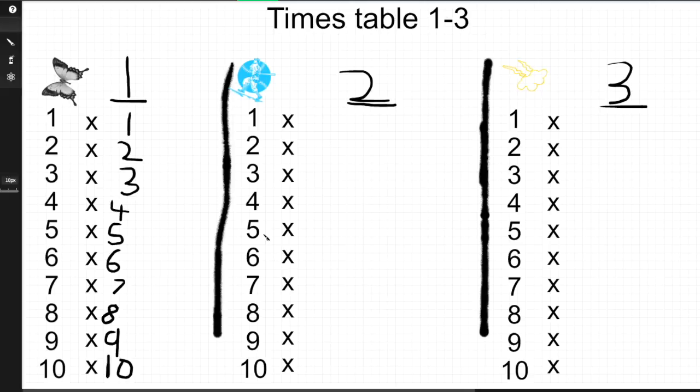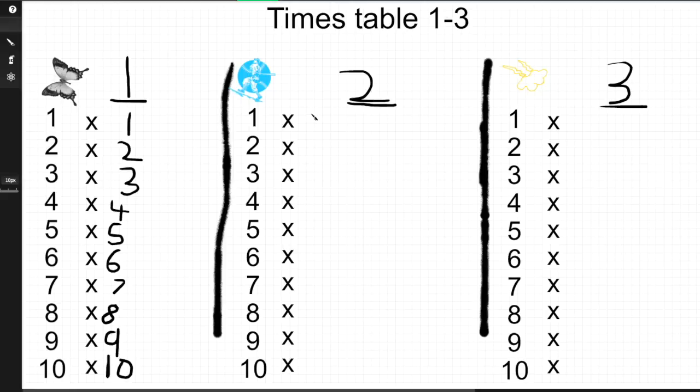So 1 times 1 is 1, 2 times 1 is 2, 3 times 1 is 3, 4 times 1 is 4, 5 times 1 is 5, 6 times 1 is 6, 7 times 1 is 7, 8 times 1 is 8, 9 times 1 is 9, and 10 times 1 is 10. So that's the 1 times table, and now we can move on to the 2.